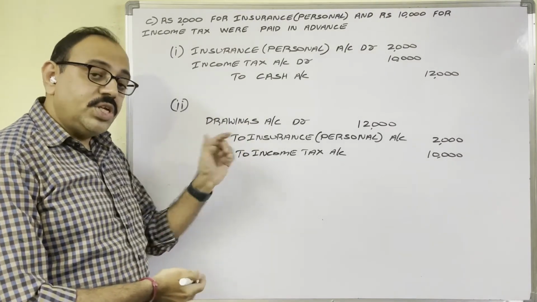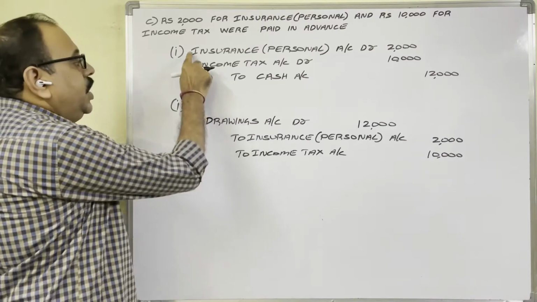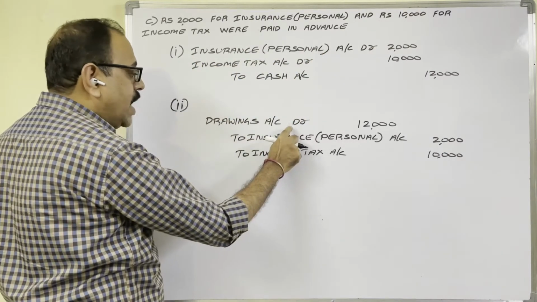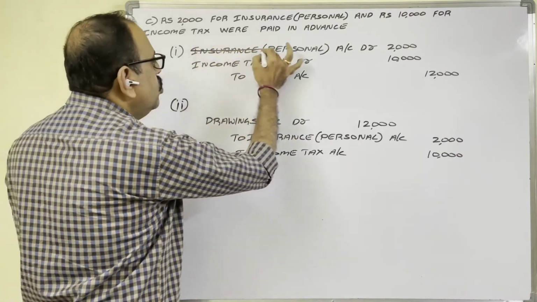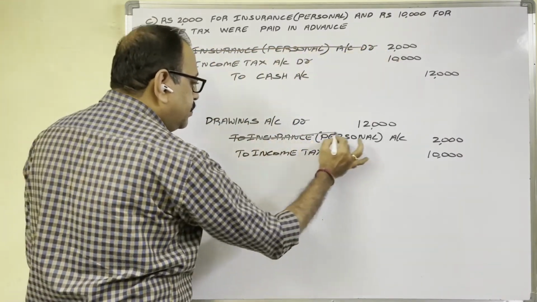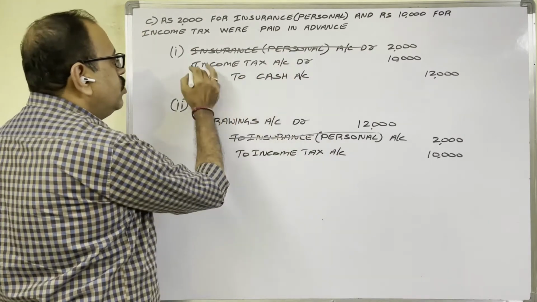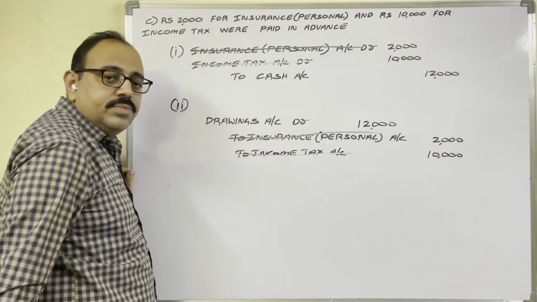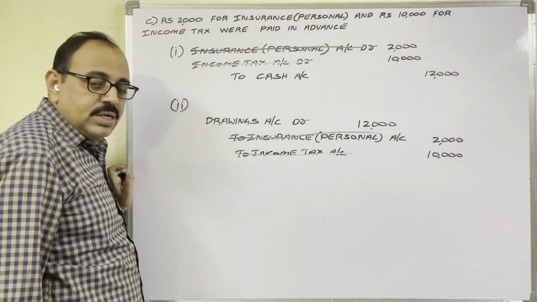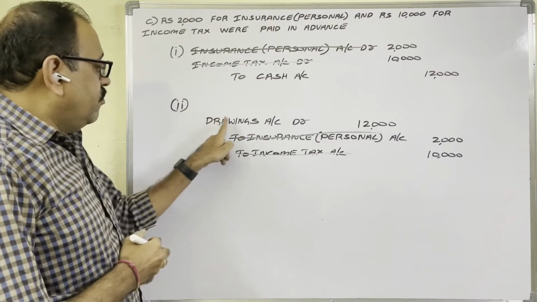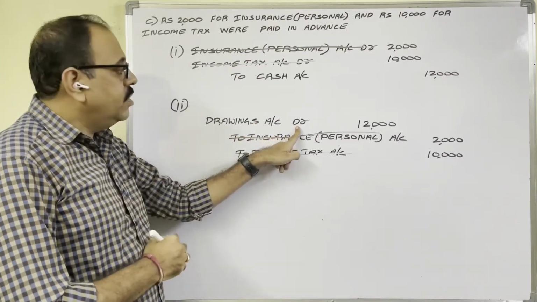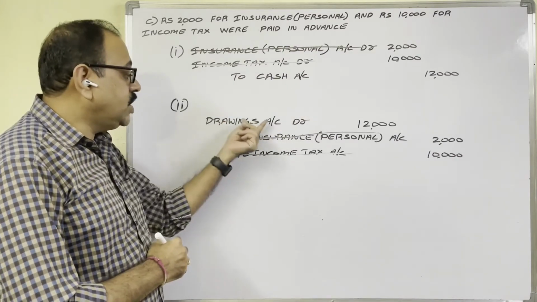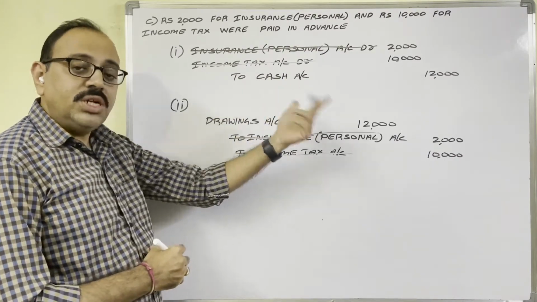What is the end result of these two entries? Insurance account is debited and credited. So as a result of this, these two accounts will get cancelled. Income tax account is also same now. We debited once, again we credited. So these two accounts will get cancelled. Finally, we have drawings account on debit, cash account on credit. So final entry is drawings account debtor to cash account 12,000, 12,000.